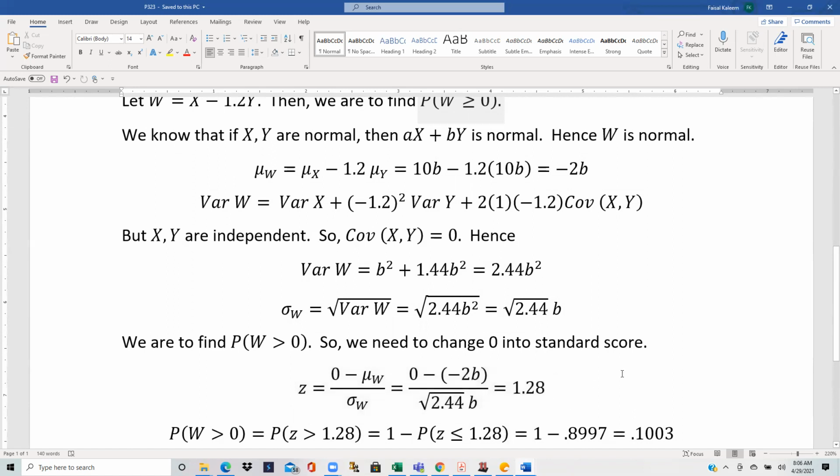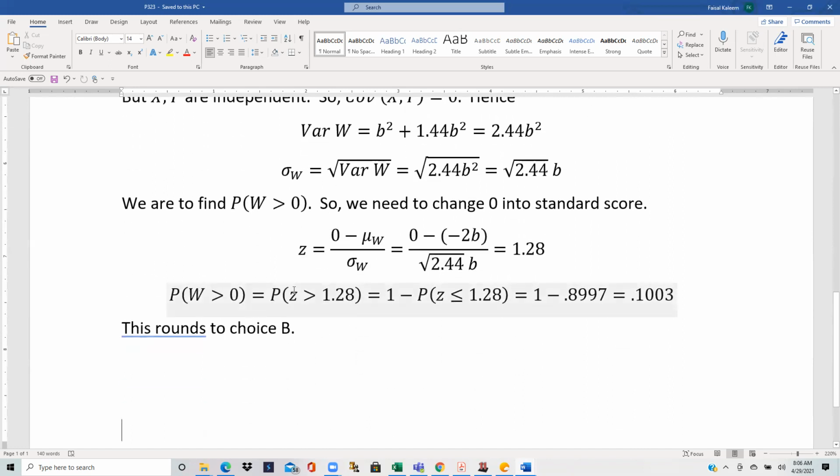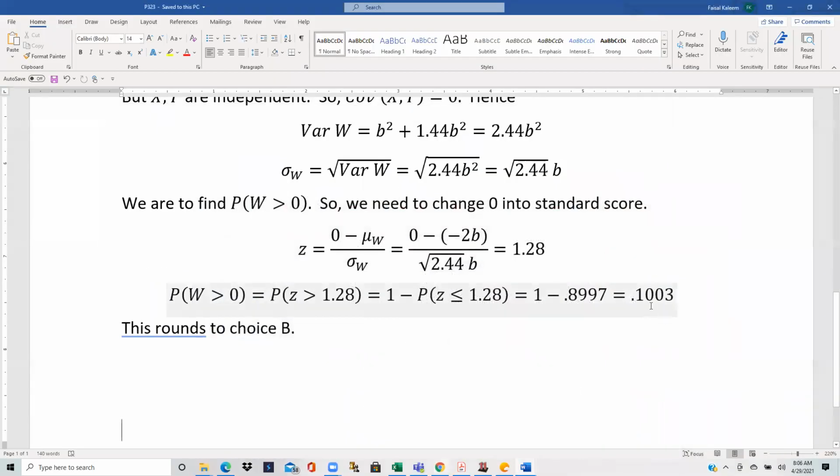That's 1.28. So therefore, probability W greater than 0 is the same as Z greater than 1.28. It would be 1 minus probability Z less than or equal to 1.28. And now from the table, when we look at 1.28, we find 0.8997. So this is 0.1003, and that rounds to choice B.